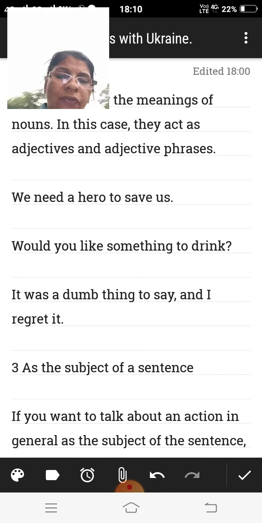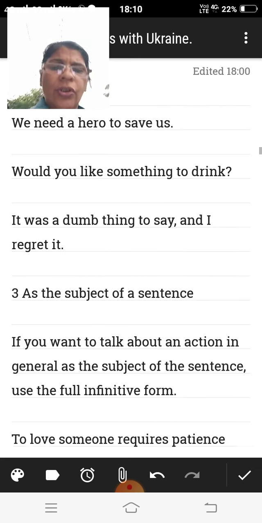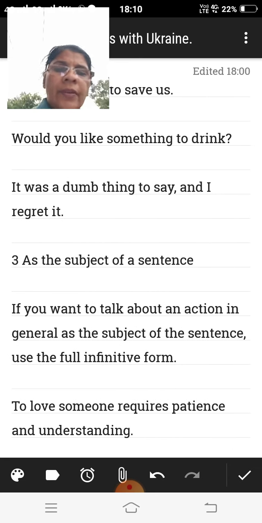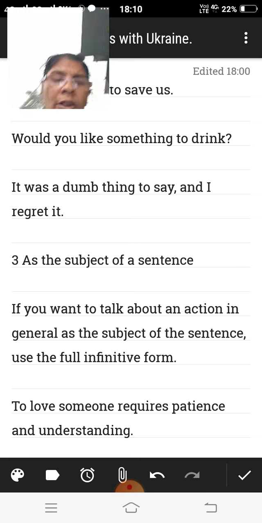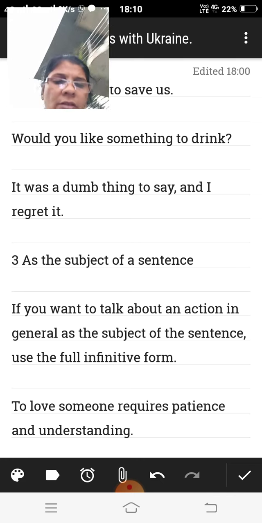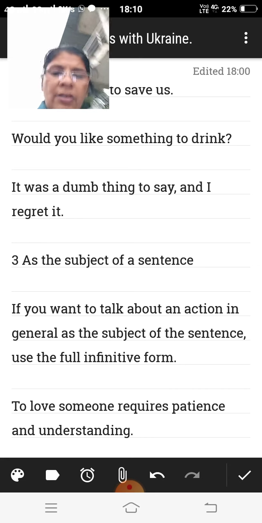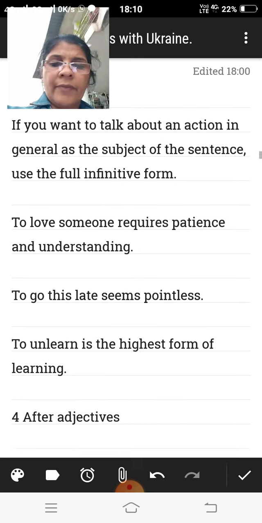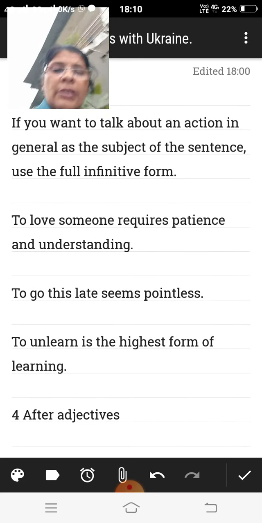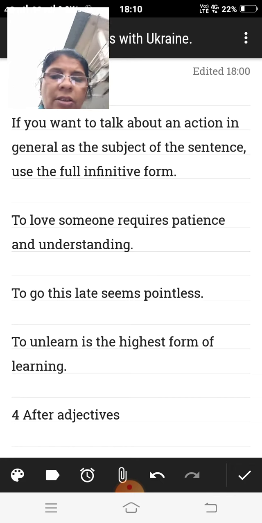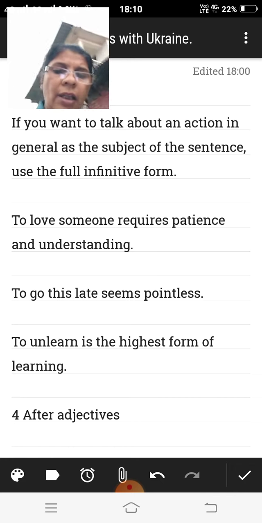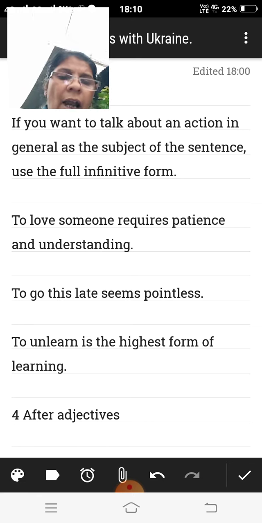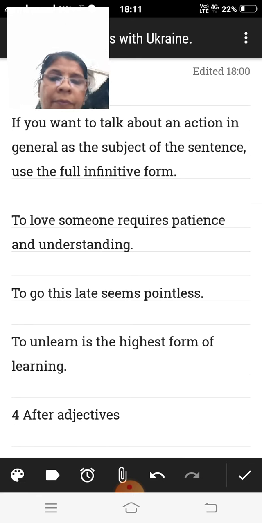As the subject of a sentence: if you want to talk about an action in general as the subject of the sentence, use the full infinitive form. To love someone requires patience and understanding. To go this late seems pointless. To unlearn is the highest form of learning.